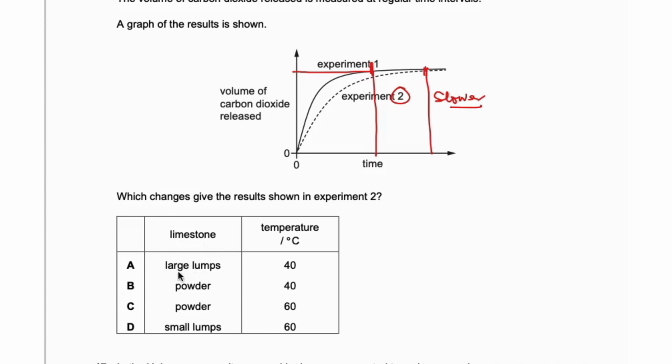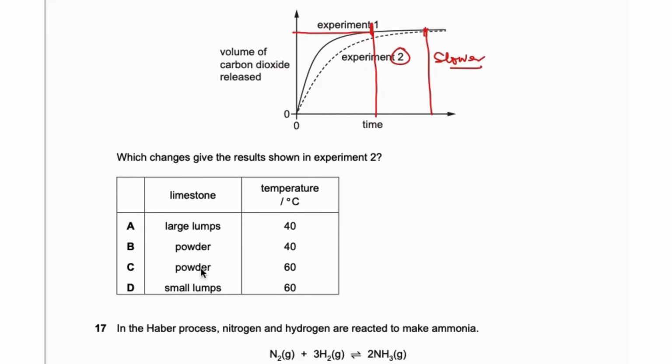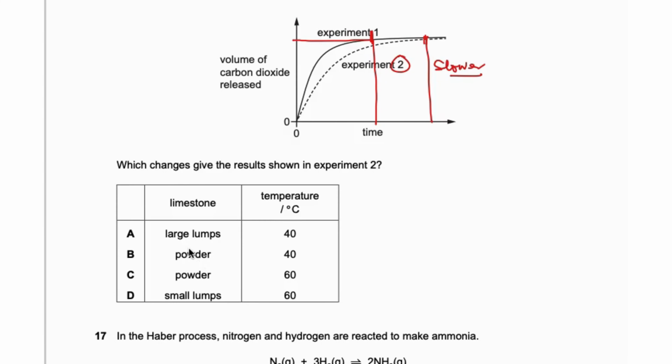Limestone, large lump, or powder? Which one is the right answer then? These are the four choices. A, large lump. The rate of reaction is slower, which means the lump should be larger. So only A is the choice then. A, larger lumps and 40 degrees Celsius temperature. So A is the right answer.